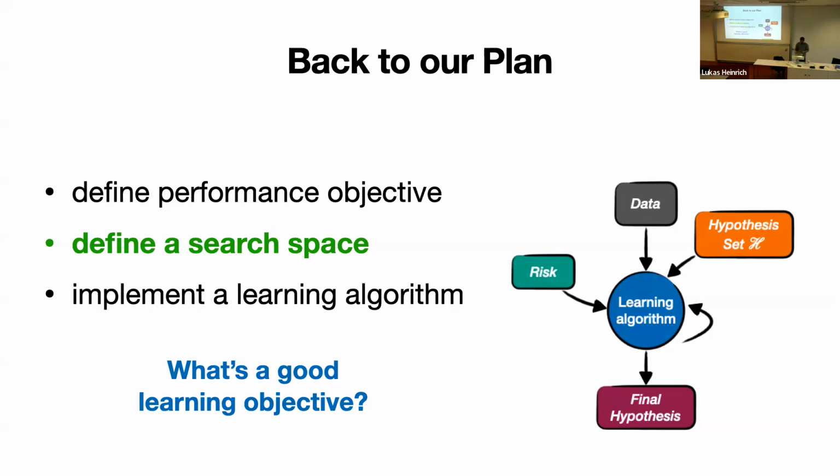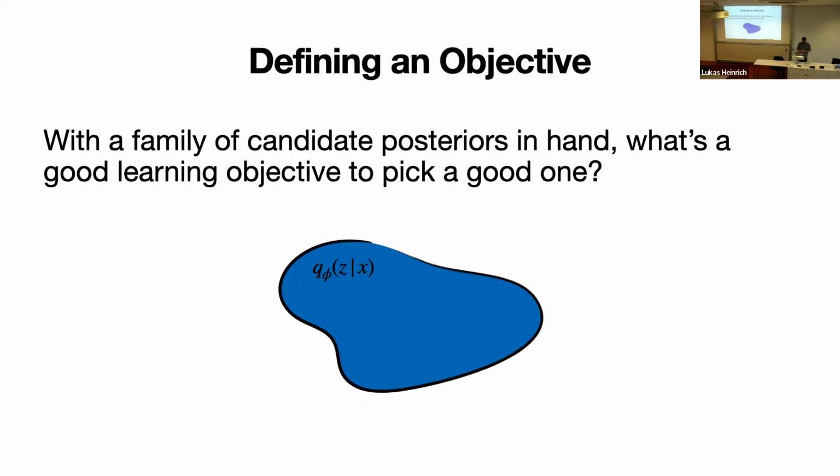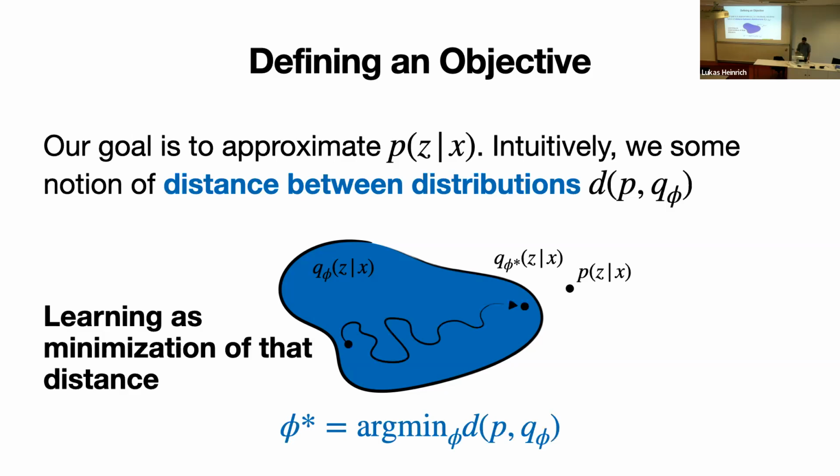So what is a good performance objective? The objects that we're playing with are probability distributions. This is a space of possible probability distributions. And so we need to somehow define an objective as a function of a probability distribution, which is not very easy, but we'll manage.